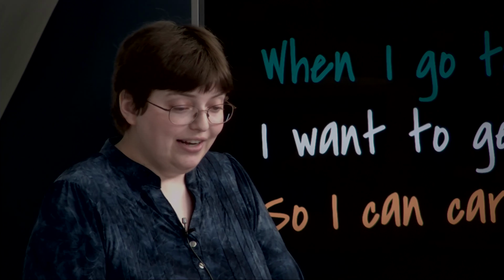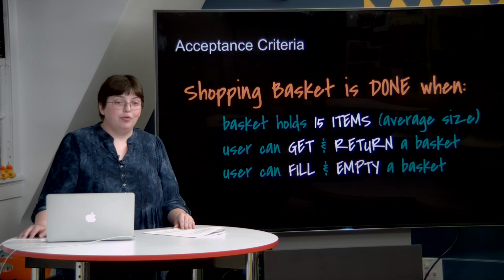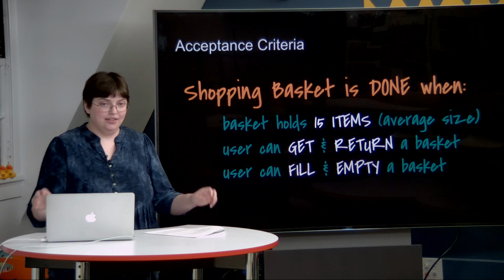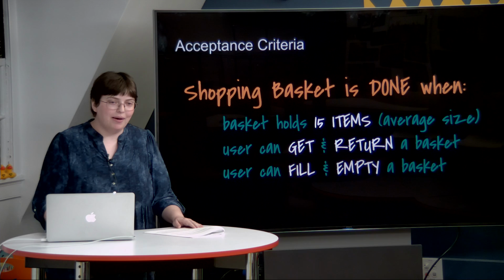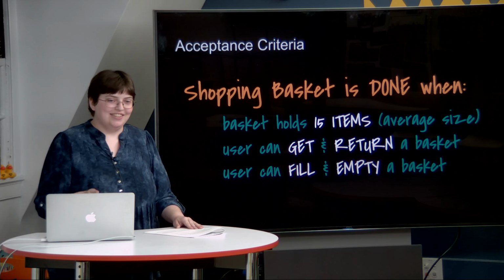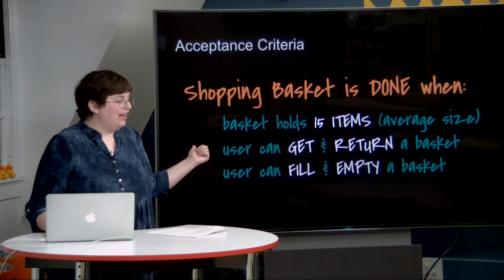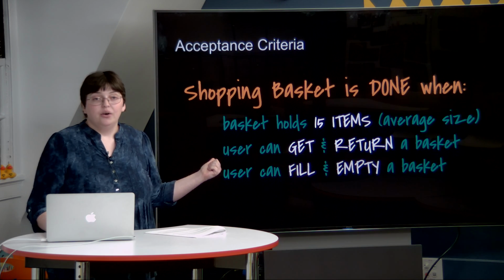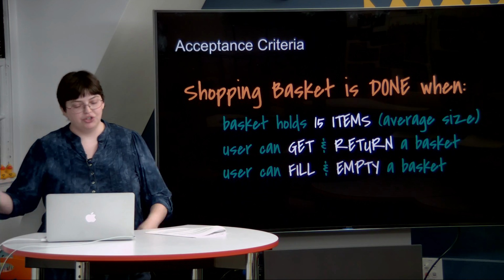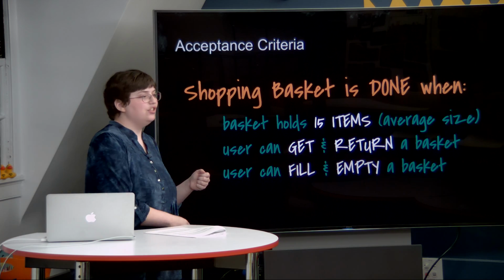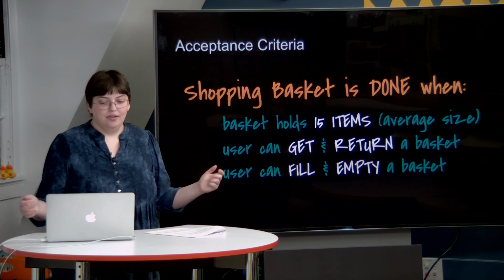User stories also need something called acceptance criteria, a checklist of criteria that must be fulfilled before the task is considered done. Done is a very important concept for you to sit down and think about. What is success? Where are we going? The shopping basket, for instance, is done when it holds about 15 items. I can get one, I can return it when I'm done, I can put things into it, I can take things out of it. Otherwise, it's not a shopping basket.